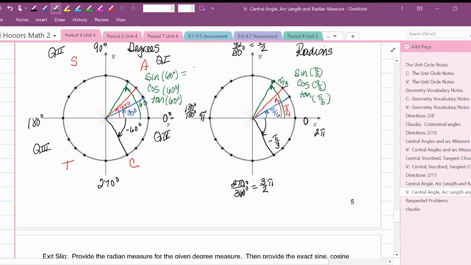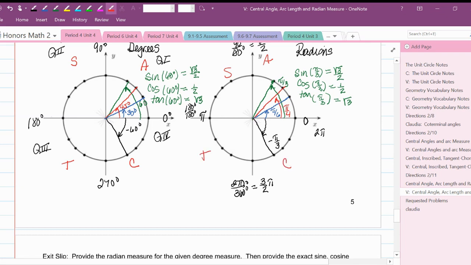Sine, we know it's opposite over hypotenuse, but the hypotenuse in our unit circle is always 1. Adjacent over hypotenuse, and then opposite over adjacent. So that means the sine of pi over 3 is square root of 3 over 2. Cosine is 1/2. Tangent is square root of 3. We still have all students take calculus.